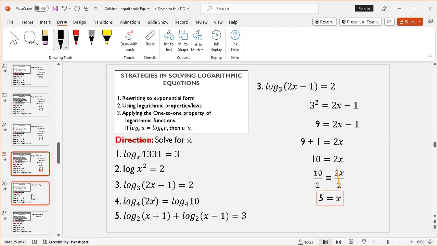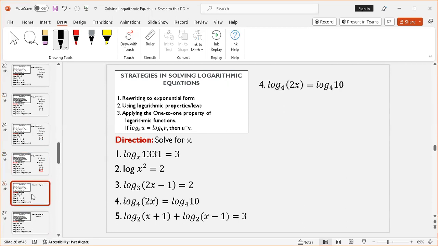Next, number 4. Number 4, kung titingnan natin yung form niya, parang hindi siya pwedeng i-rewrite sa exponential form. Okay? Number 2, parang wala naman tayong i-apply or kailangan i-apply na properties or laws of logarithms base dun sa mga na-mention ko sa inyo. And number 3, pwede, di ba? Applying the one-to-one property, they have the same basis.